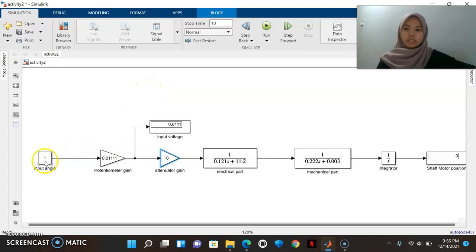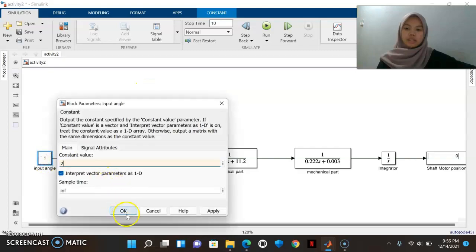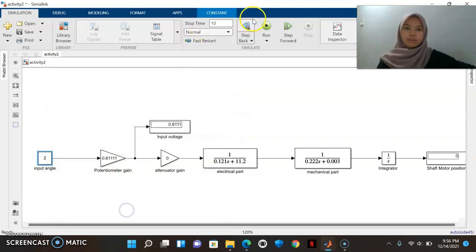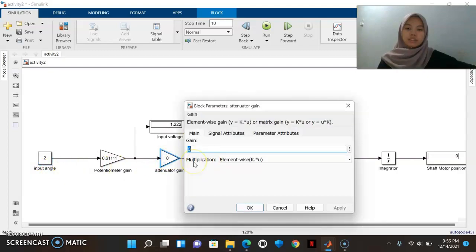So change this to 2. Is there any difference to the block diagram? Yep. So the input voltage is increased from before. For step 3, we need to increase step by step again, but for alternator gain from 0 to 10, and set the input angle to 0. Same as before, I will just show 1 and 2.